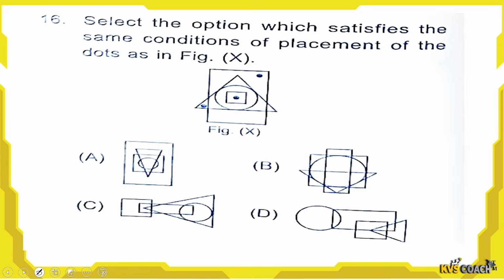Next question is, select the option which satisfies the same condition of placement of the dot as given in the figure. Look at this figure. Here it is a square and the dot is in the corner of the square, at an almost 90-degree angle. Here you can see there is a triangle outside the square and this is a 90-degree angle. So we have the same condition here.